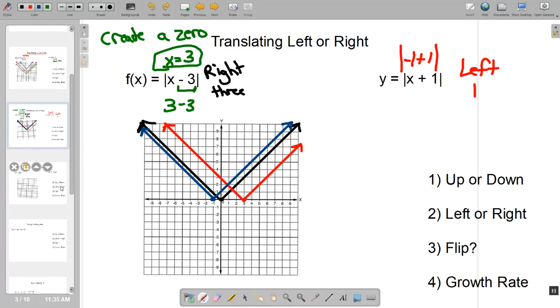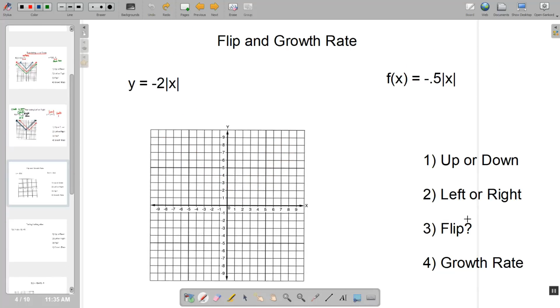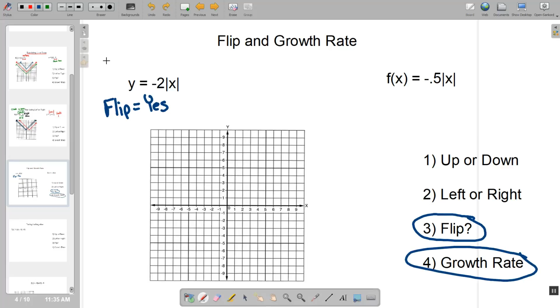Now the last 2 parts of this, flipping and growth rate, are definitely difficult. I would say flipping is not as bad as the growth rate is. Flipping is asking you if there is a negative sign in front of the parentheses or the absolute value symbol. So there's a negative sign right here. Therefore, flip is a yes. Growth rate then asks us, is the number in front of the parentheses 1? If it is not 1, that means it's going to be growing either faster or slower. So for this one, the growth is -2, so it's twice as fast.